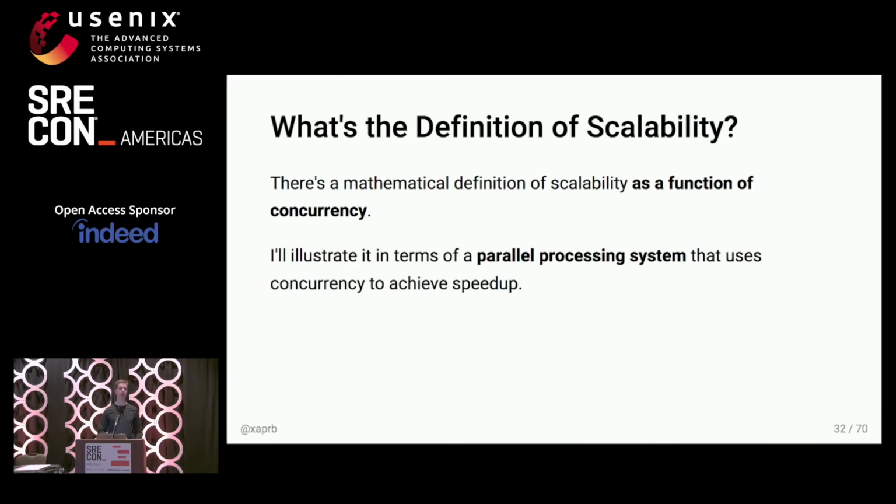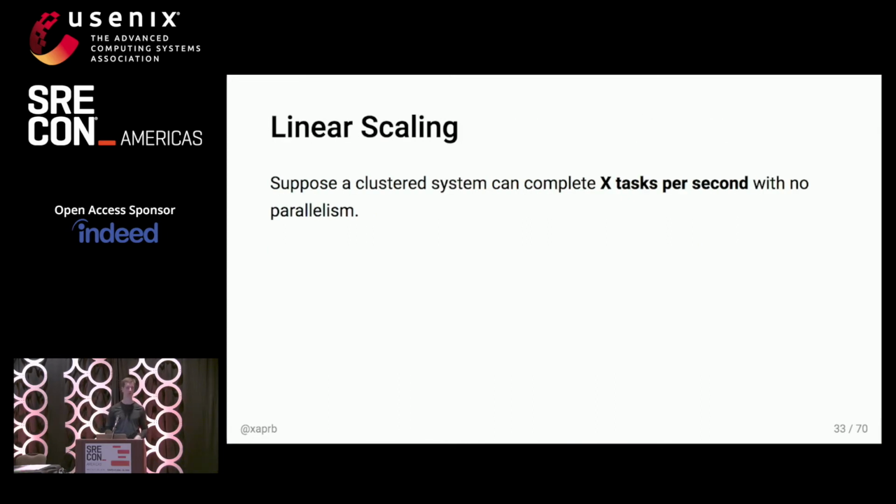I'm going to illustrate how scalability works and how to build up this equation in terms of a kind of generic parallel processing system that takes a task and then subdivides it so it can do it faster. And when it subdivides it, it does those things in parallel, which creates concurrency, and that's where the speedup comes from.